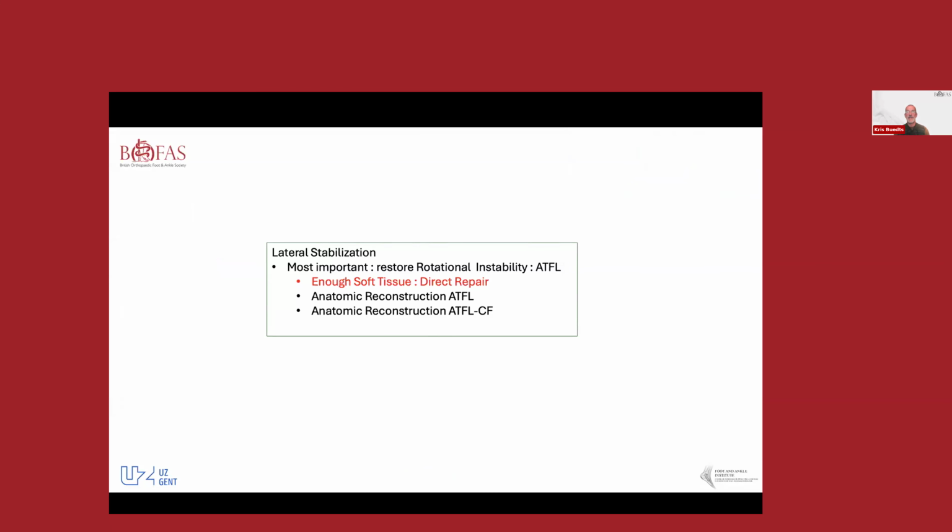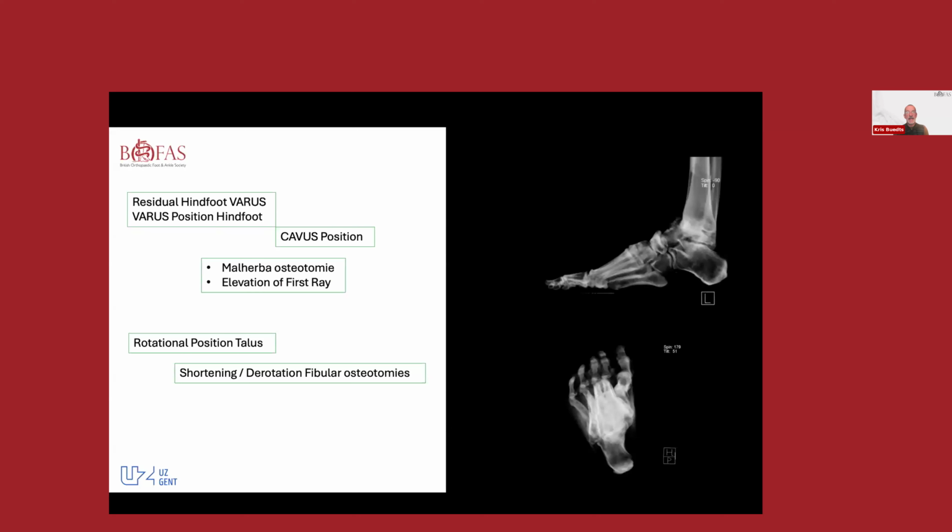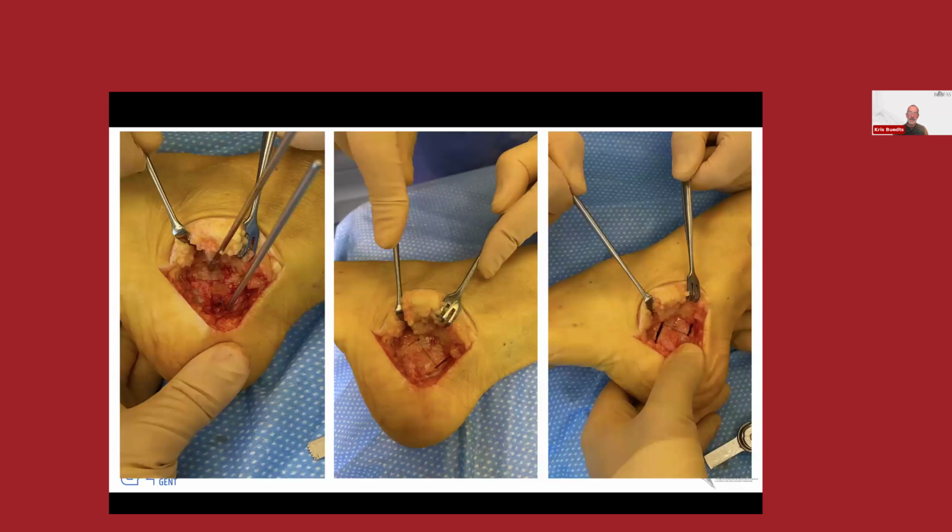So we always use a lateral incision, not only for the debridement, but also to do a kind of a prostrum afterwards. So if you have enough soft tissue, we do a direct repair. And if not, we do an anatomical reconstruction with an autograft. And at the end, if you still have a residual hindfoot varus, then we do a Malherbe osteotomy to address the residual varus. And if you have a cavus position of the foot, then we probably do an elevation of the first ray. But sometimes you still have a problem with rotation, and then we do a shortening or derotation fibula osteotomy to address the final touch to adduct it.